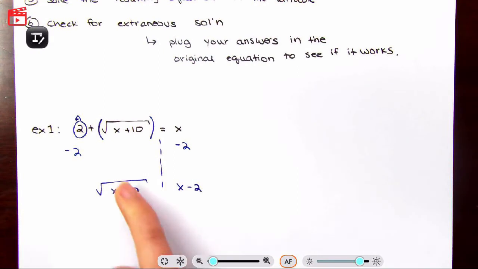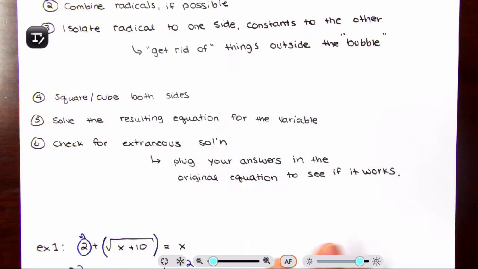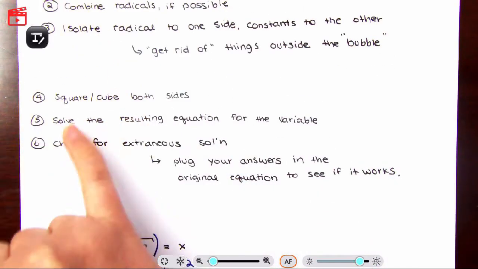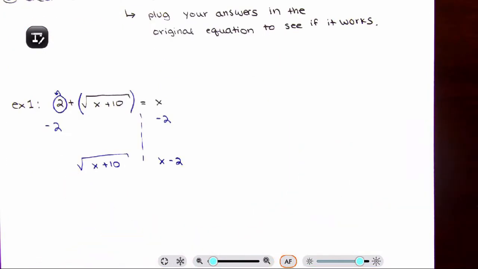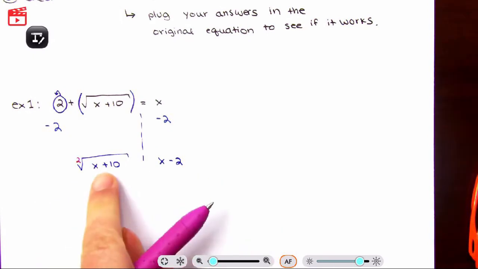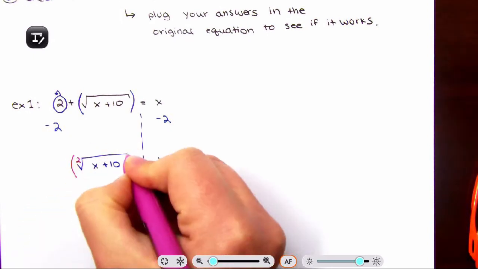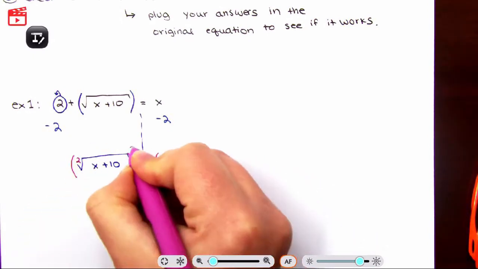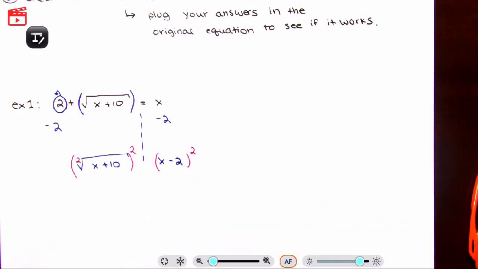Now that we have an isolated radical right here, we're moving on to square or cube both sides, depending. Well, what is our root? Our root here for square root is a 2. So I need to get rid of this radical. I'm going to square both sides. This is where the mistakes typically happen, so be careful.